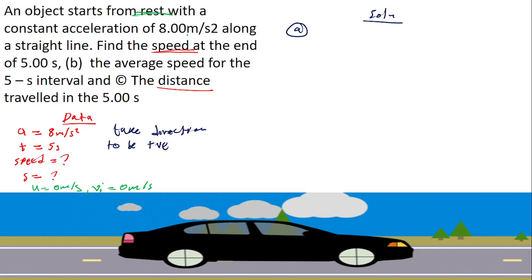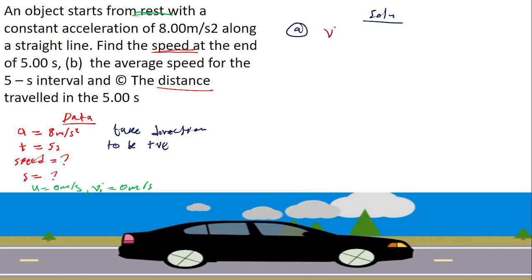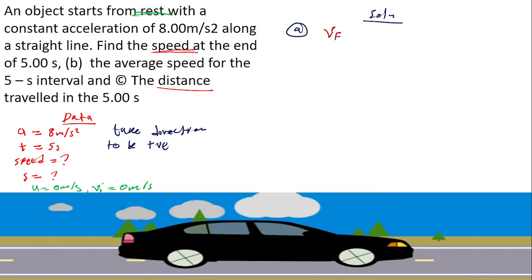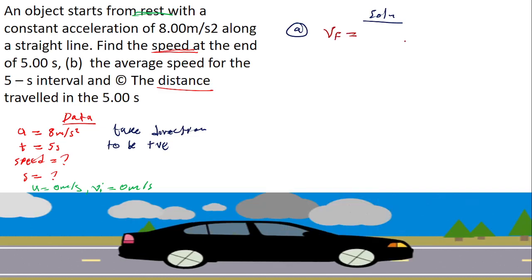So we can use the equation whereby we say VF, which is velocity final or speed final, is simply equal to V initial, the velocity initial, which is 0, plus AT, where T is simply the time.